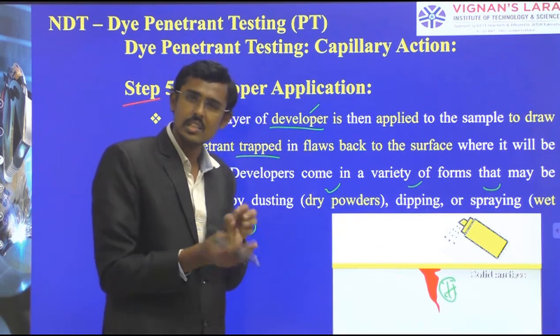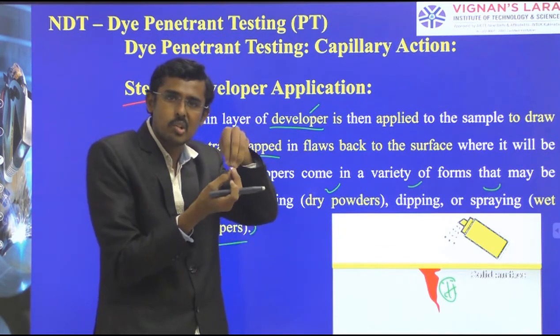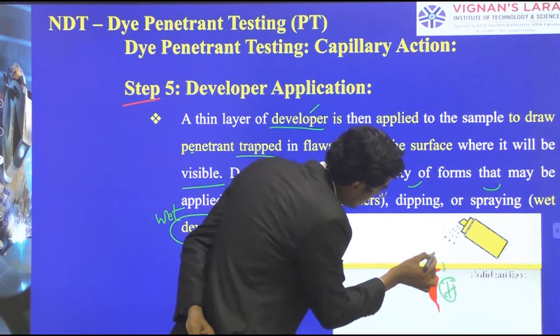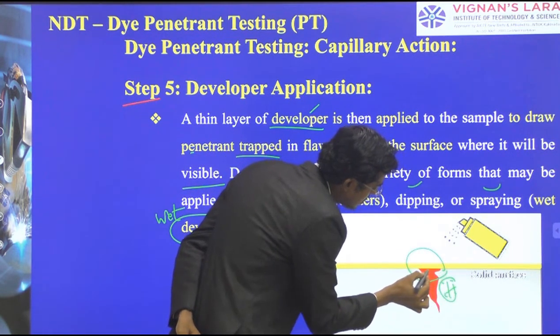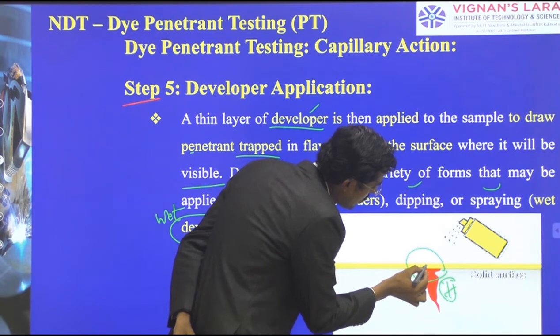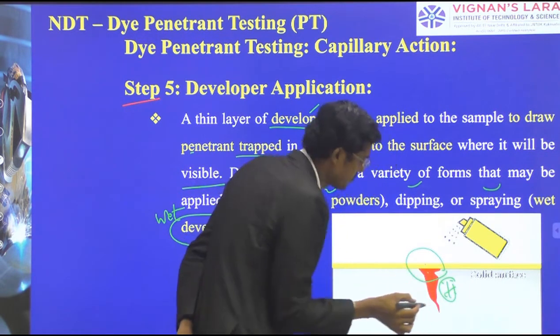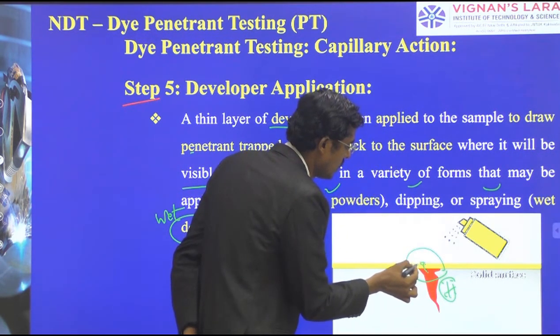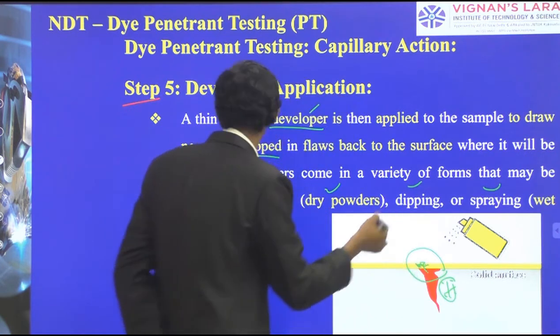Then the penetrant and developer come into contact, on this part. So what happens? This penetrant will be absorbed by this white developer. So it will come here and fill here now. Let me show it in the next slide.